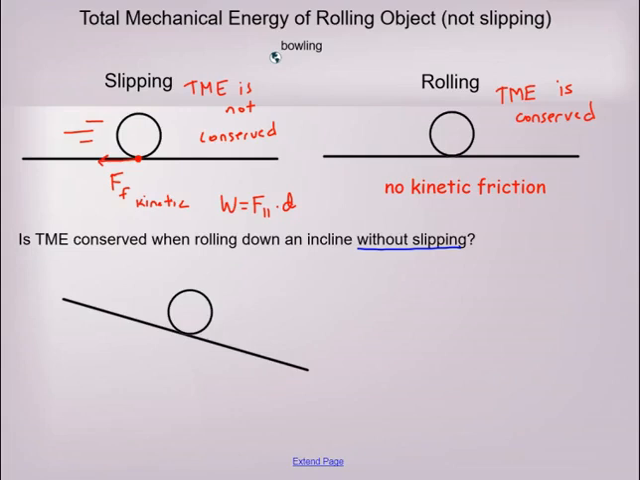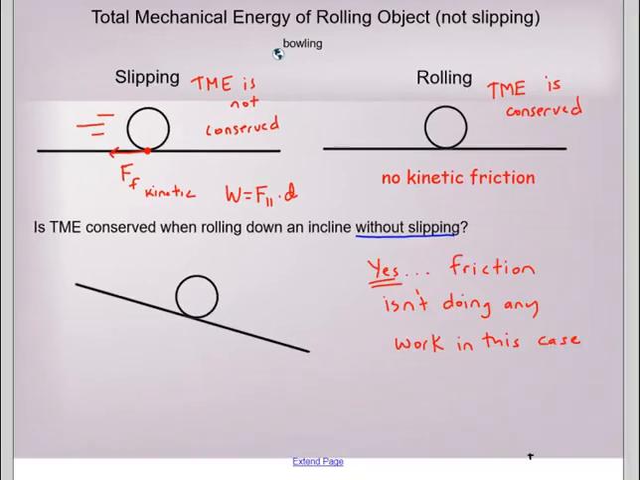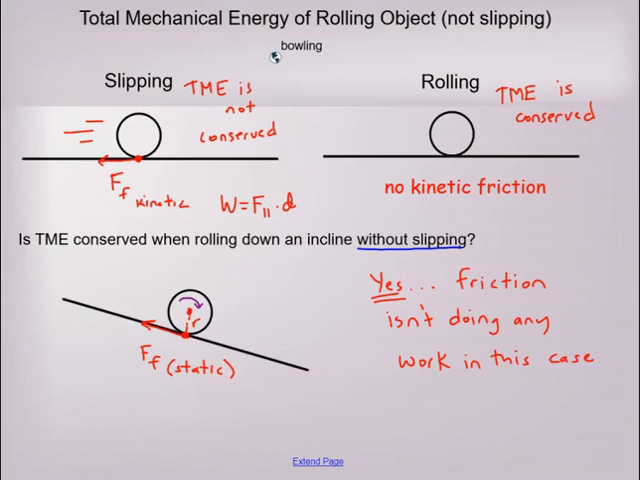Rolling, however, the total mechanical energy will be conserved. Yes, there's friction, but it's not kinetic. And so that friction is not doing work on the system, taking energy away. Let me show you what I mean with something that's rolling down a ramp. When an object is rolling down a ramp, is total mechanical energy conserved? And the answer is yes. If it's not slipping, the energy is conserved as mechanical. There is friction, but again, it's not kinetic friction, and therefore it's not doing work on the system.